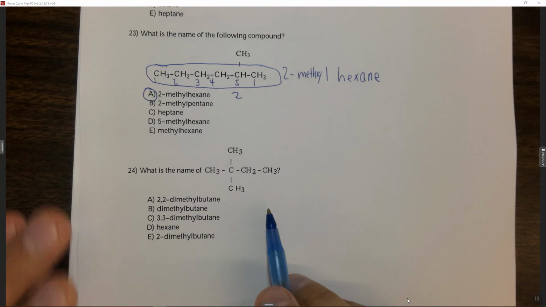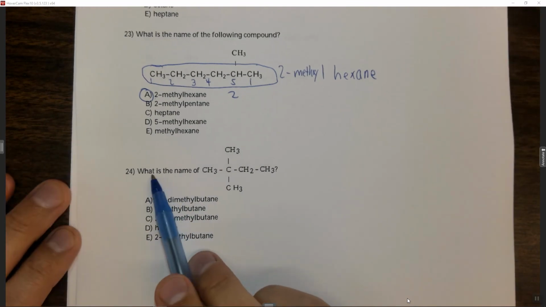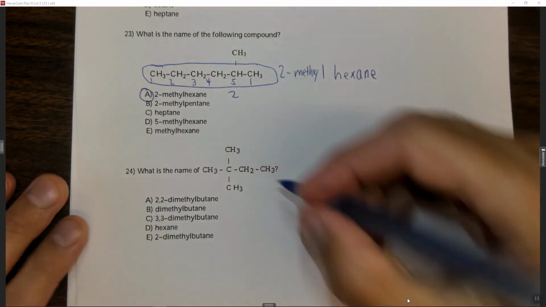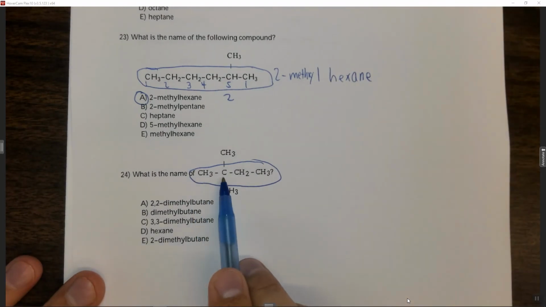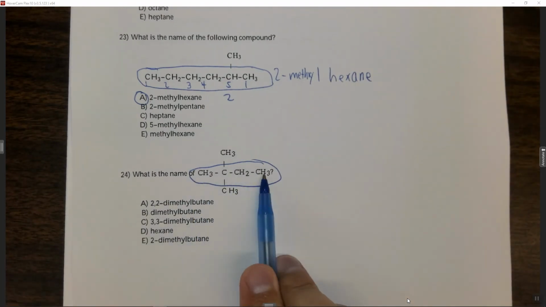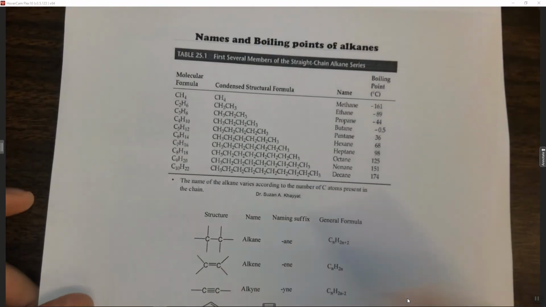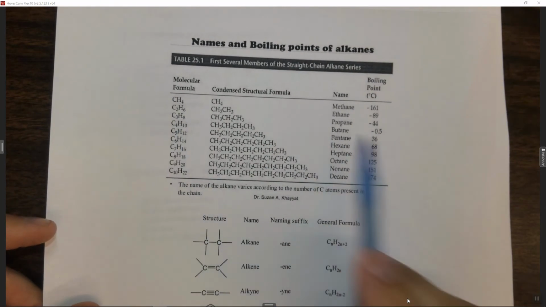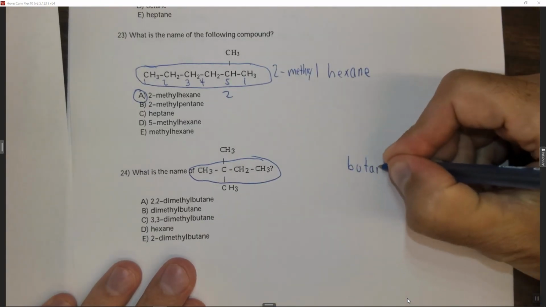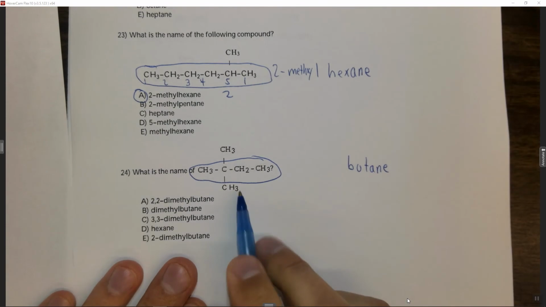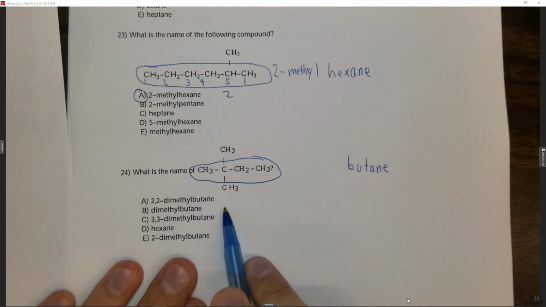Alright, if you haven't watched the previous 2 questions, please start with those. It says, what is the name of this molecule? So again, circle the longest carbon chain. 1, 2, 3, 4. So this has 4 carbons. We go to C4, and we find that the base name is butane. What's sticking off of this? Well, now we have two 1 carbons.